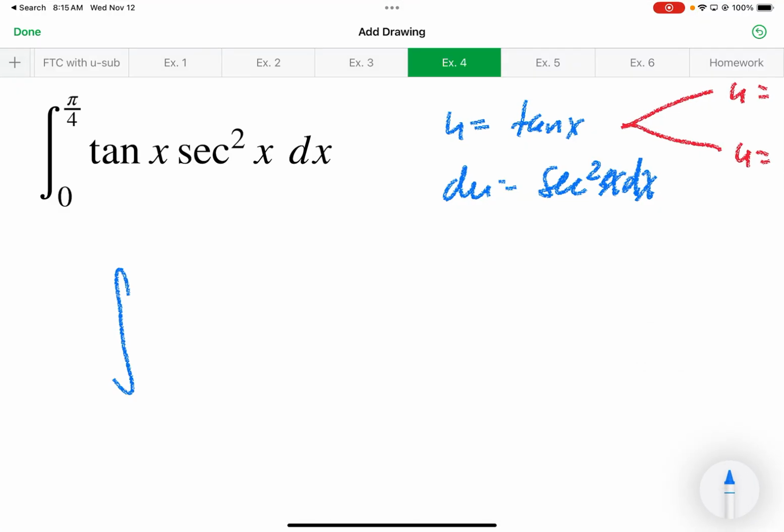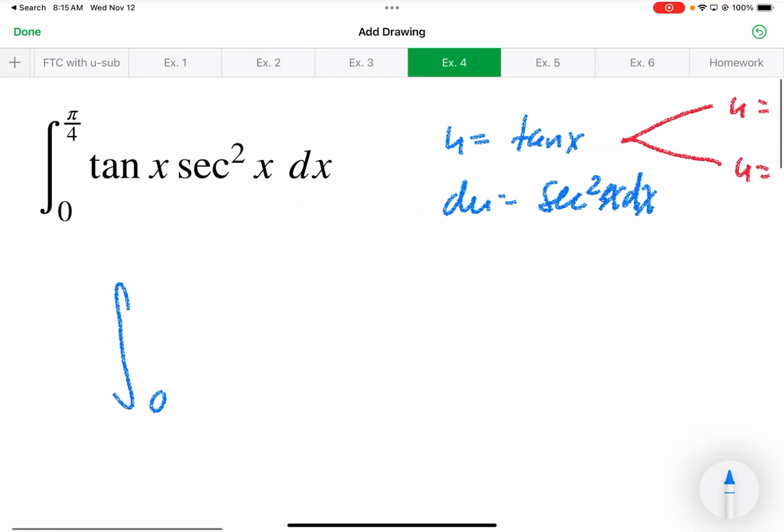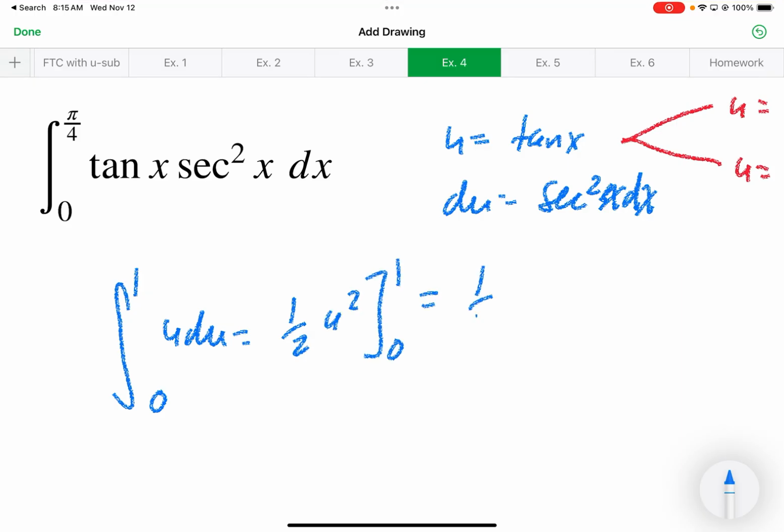All right. So then I just get the integral from 0 to 1 of u du. And it becomes the easiest integral we've done in a while. So 1/2 u squared, 0 to 1. So we get a half times 1 minus 0, which gives us a half. Okay.